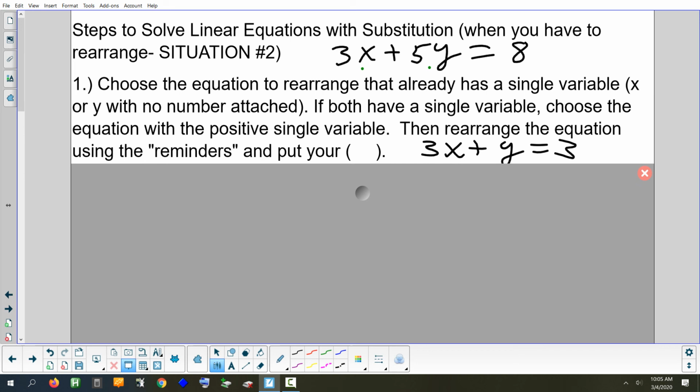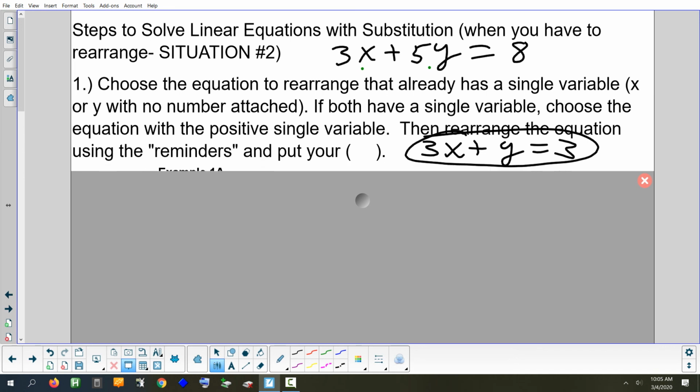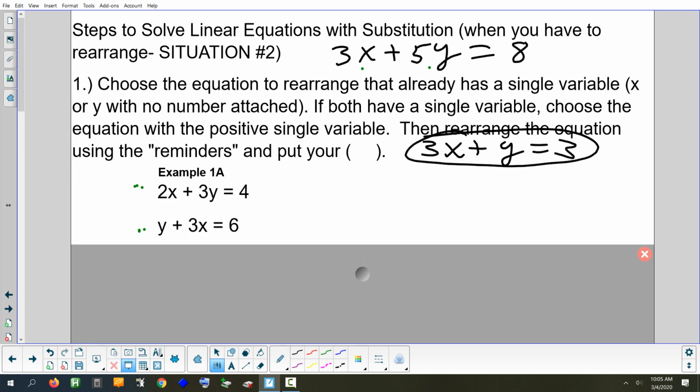But what if I did that? In the equation that I just circled, which letter is easier to get by itself now? The y. Go for the one that doesn't have the number attached. Okay, that's the one you want to get by itself. You're not wrong if you don't do that, but you're going to have a lot harder time. Okay, so don't try to do that.